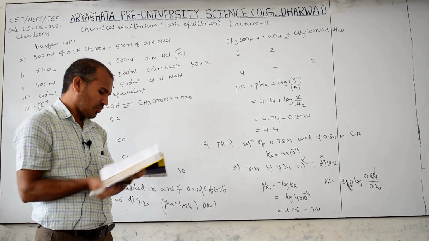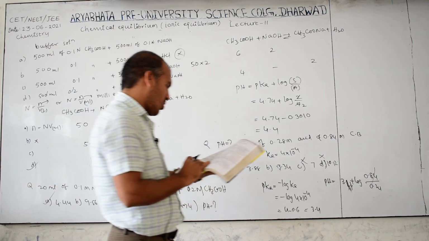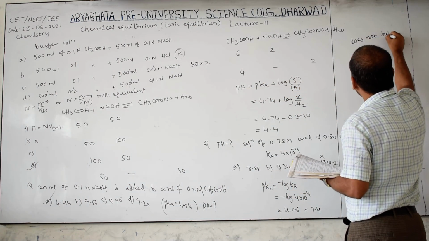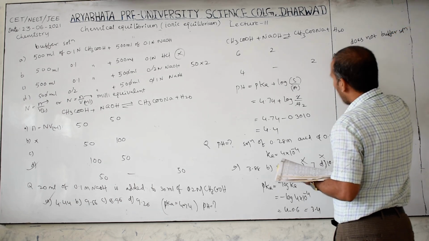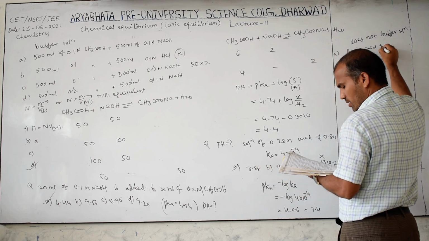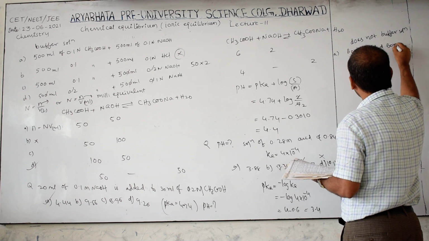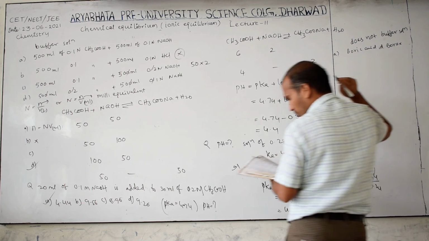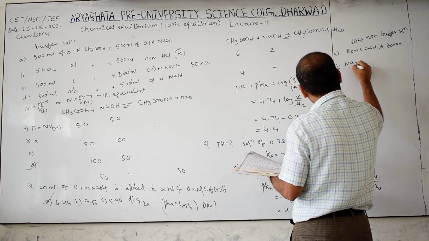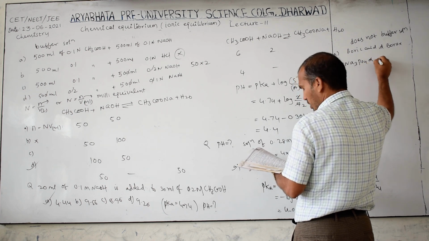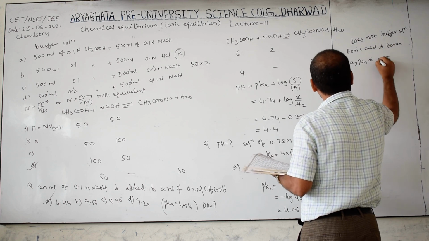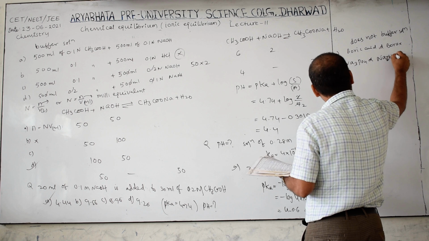Next, which one of the following mixtures does not act as a buffer solution? Does not act as a buffer solution. Option A, boric acid plus borax. B, sodium phosphate, they have given the name, I am writing the formula, sodium phosphate and disodium hydrogen phosphate, disodium means Na2 hydrogen phosphate.